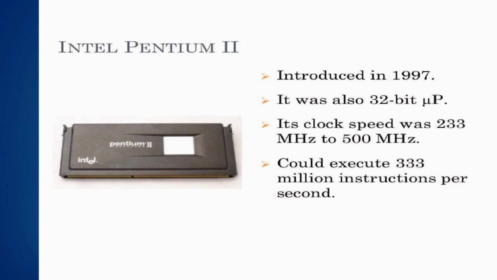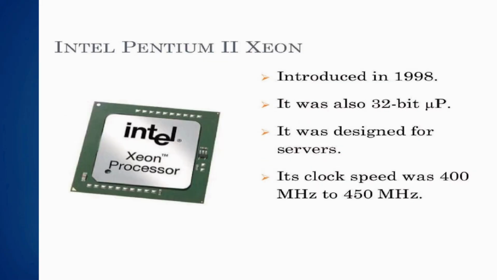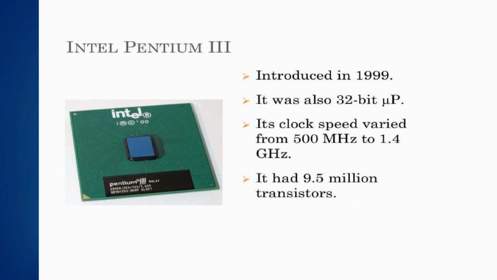So now we keep upgrading from 32-bit and go toward 64-bit, and of course the speed rating has also increased. The number of instructions executed per second has also increased. So here 333 million instructions can be executed per second. This is Intel Pentium 2, a 32-bit microprocessor introduced in 1998. It is mainly designed for server applications. The clock speed is 400 megahertz to 450.